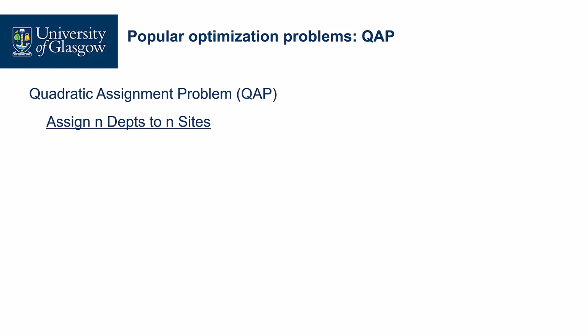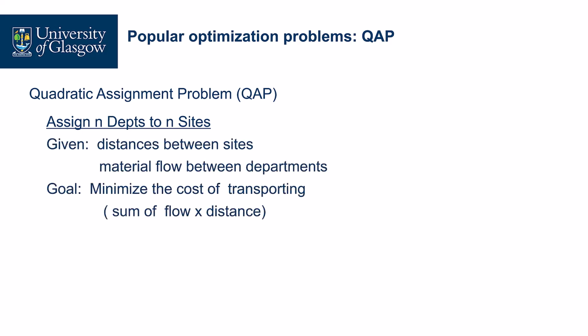Sites are locations. Departments are, for example, a hospital or a factory, this kind of thing. We are given the distance between the sites, and between departments, there is material flow. We want to minimize the cost of transporting. How do we calculate the transporting cost? We calculate it as the material flow multiplied by the distance, and we sum them together.